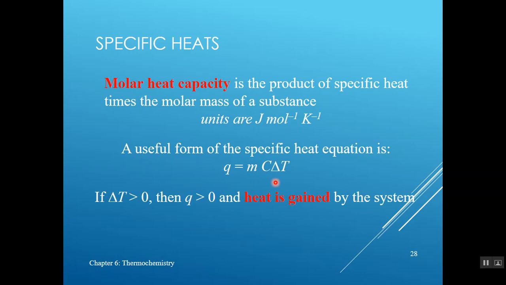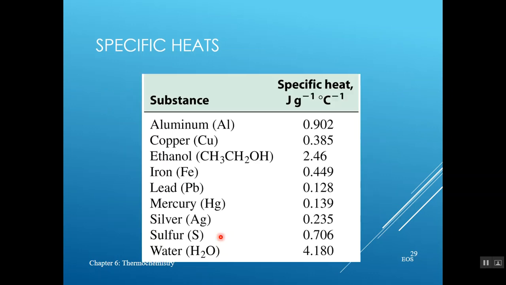So based on this equation, one can clearly see that if delta T is positive, in other words, if there's an increase in temperature, that means Q would be positive. And as a result, we can conclude that heat is gained by the system, which makes sense. If you put heat into the system, there will be a corresponding temperature increase. Conversely, if delta T is negative, that means Q will be negative, and that corresponds to a heat loss by the system, which again makes sense. If heat is lost by the system, there will be a decrease in the temperature.